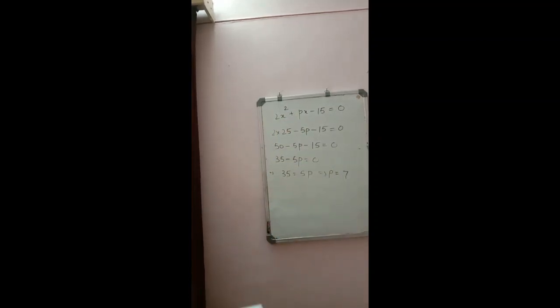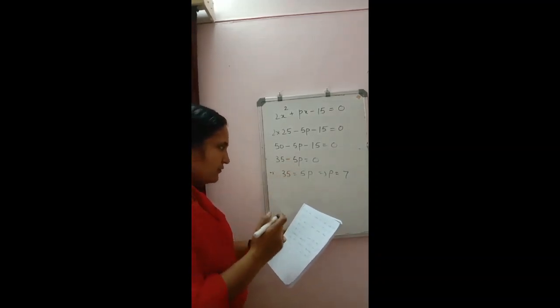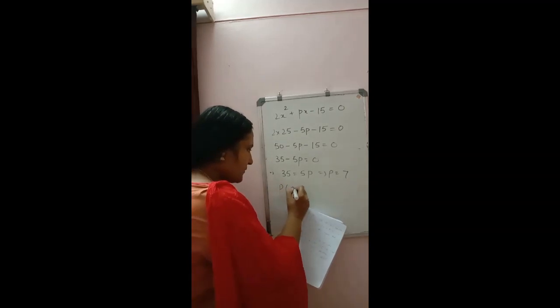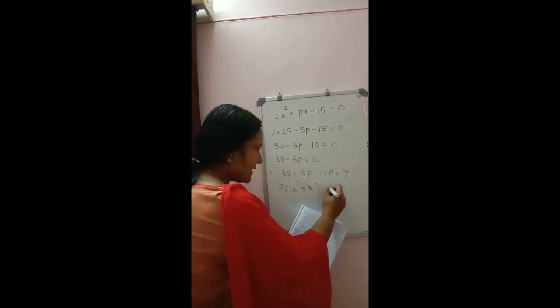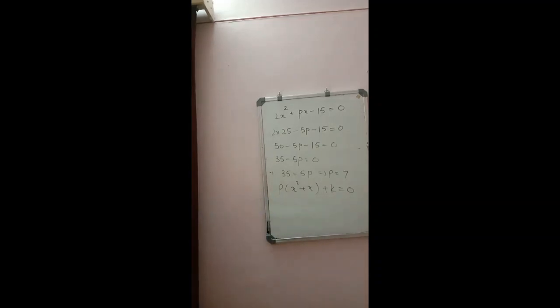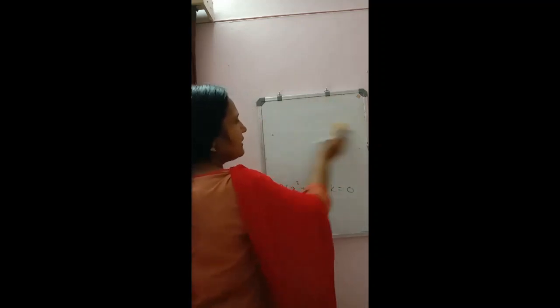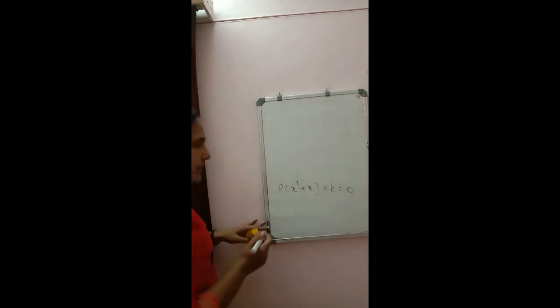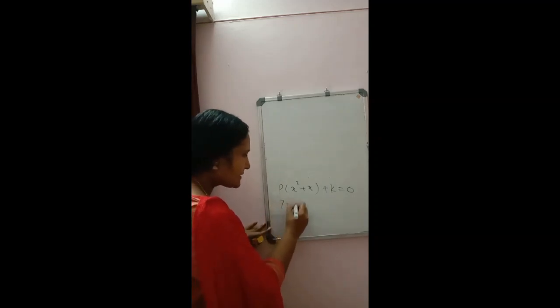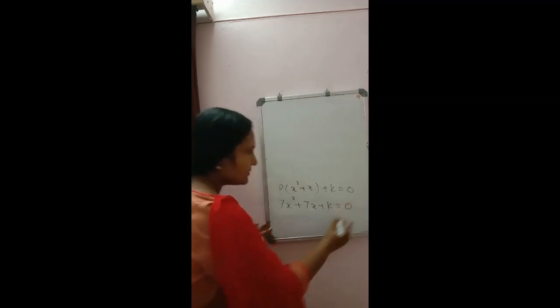In the second question it was given the quadratic equation. Say it is a combination of two questions. The quadratic equation p into x square plus x plus k is equal to 0 has equal roots. Then find out the value of k. We got the value of p. Now we'll substitute the value of p here. So it will be equal to 7x square plus 7x plus k is equal to 0.